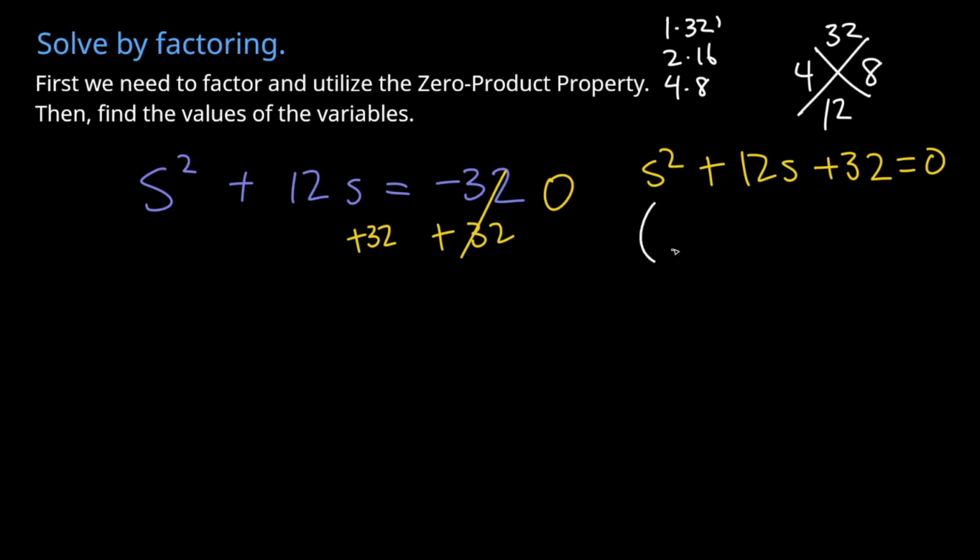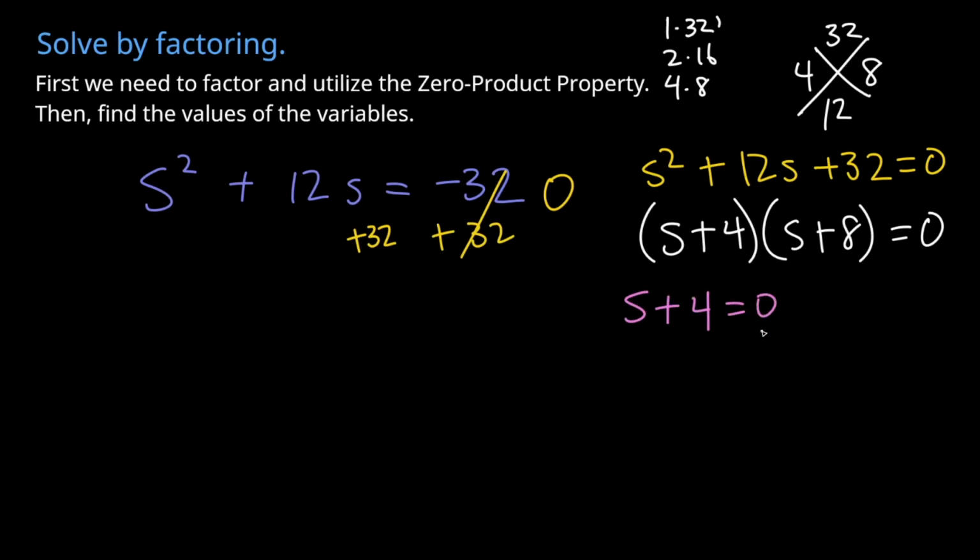So we can go ahead and write our factors. We have s plus 4, s plus 8 equals 0. Let's go ahead and use the zero product property, and we want to find the value of s that makes this factor 0. So we can say s plus 4 equals 0. Subtract 4 from both sides. s equals negative 4.